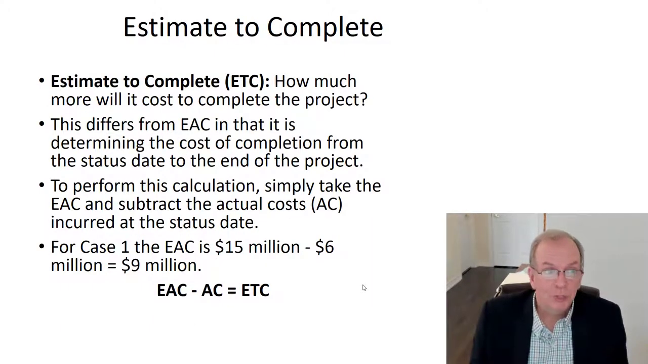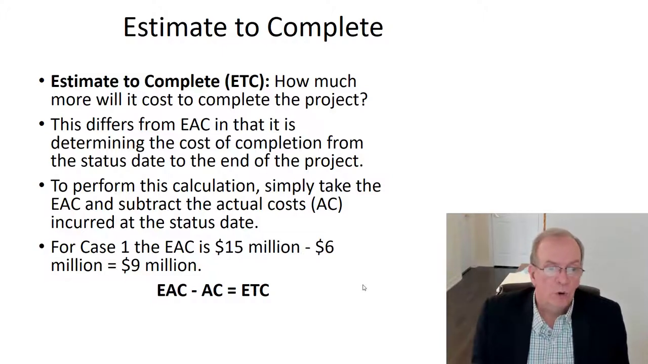For the estimate to complete, how much more will it cost to complete the project? This differs from the estimate at completion in that it is determining the cost of completion from the status date to the end of the project. To perform this calculation, simply take the estimate at completion and subtract the actual costs incurred at the status date. So we take EAC, which is 15 million, and we minus 6 million, and that's going to give us $9 million. So the estimate to complete is $9 million.